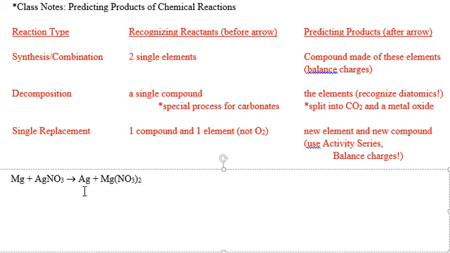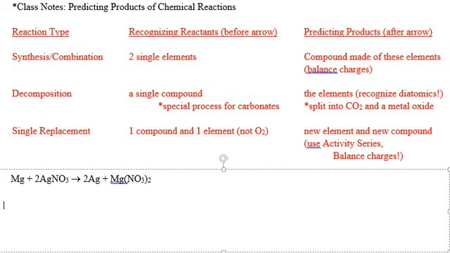And then to go back and balance the entire reaction, over here we have 2 nitrates, over here we only have 1. So we need to put a 2 in front of silver nitrate, and then we have to put a 2 in front of silver to balance the silver. Okay, so that's one example.